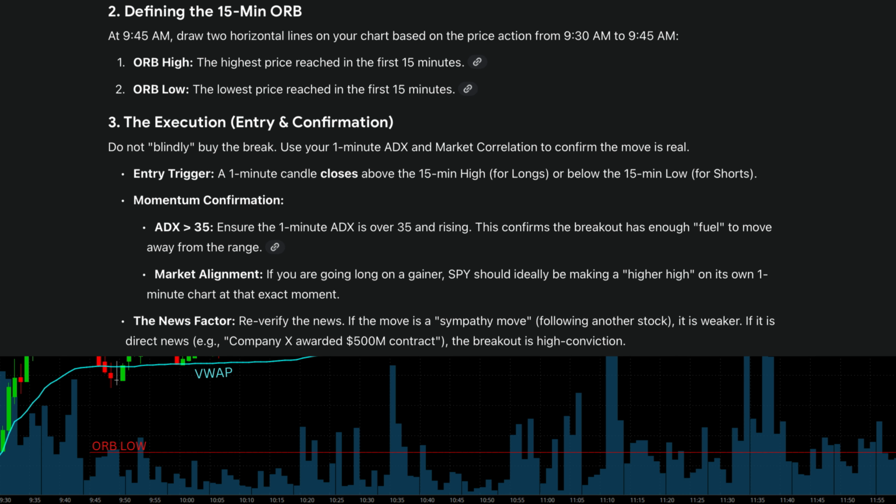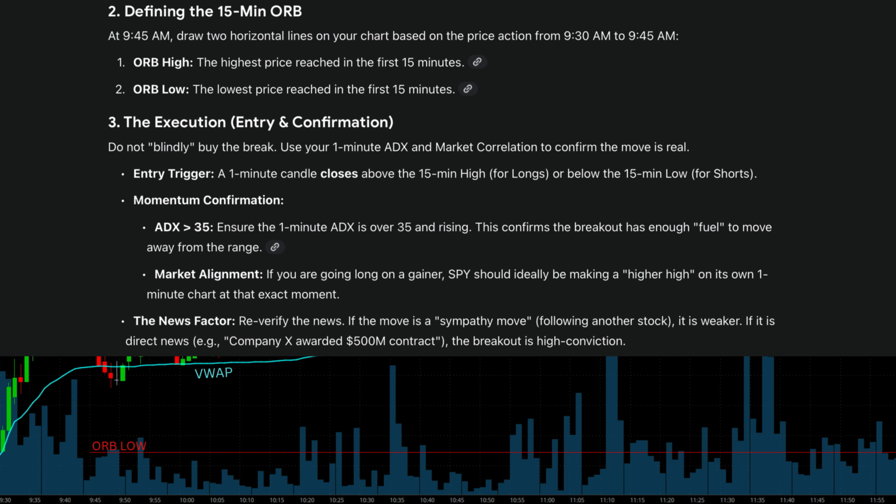2. Defining the 15-min ORB. At 9:45 a.m., draw two horizontal lines on your chart based on the price action from 9:30 a.m. to 9:45 a.m. 1. ORB high, the highest price reached in the first 15 minutes. 2. ORB low, the lowest price reached in the first 15 minutes.